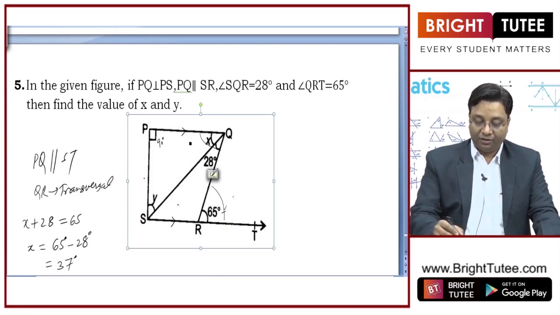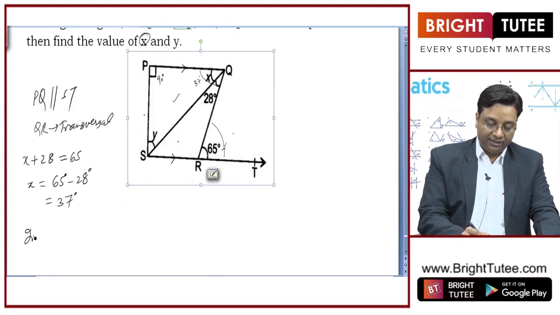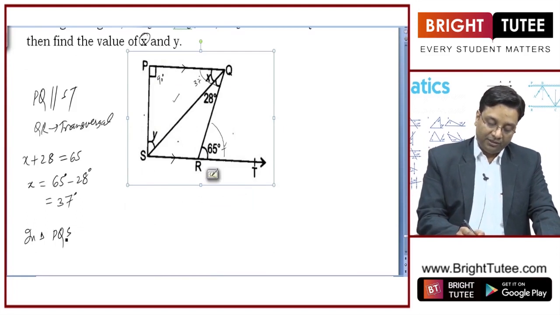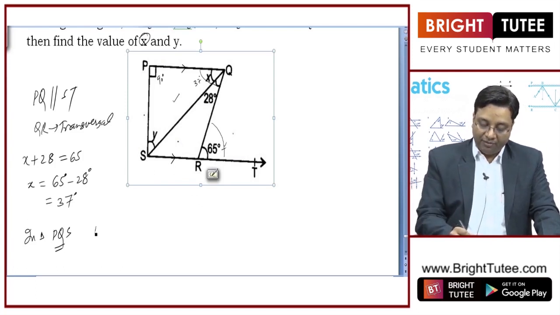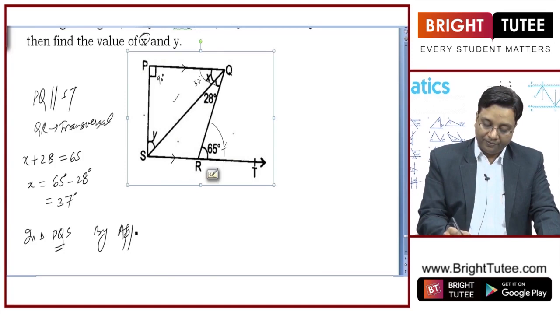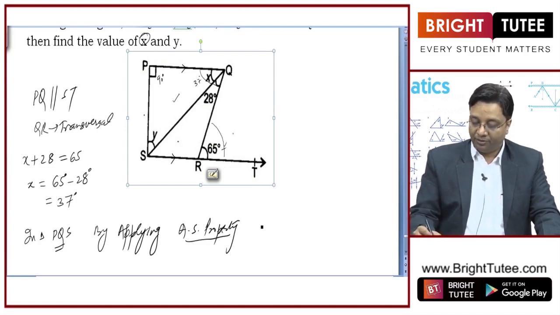Now I have obtained one of my answers, x is 37. Now I'll focus on this triangle here, triangle PQS. In triangle PQS, I know two of the angles, so to find the third angle, I'll apply the angle sum property in this triangle.